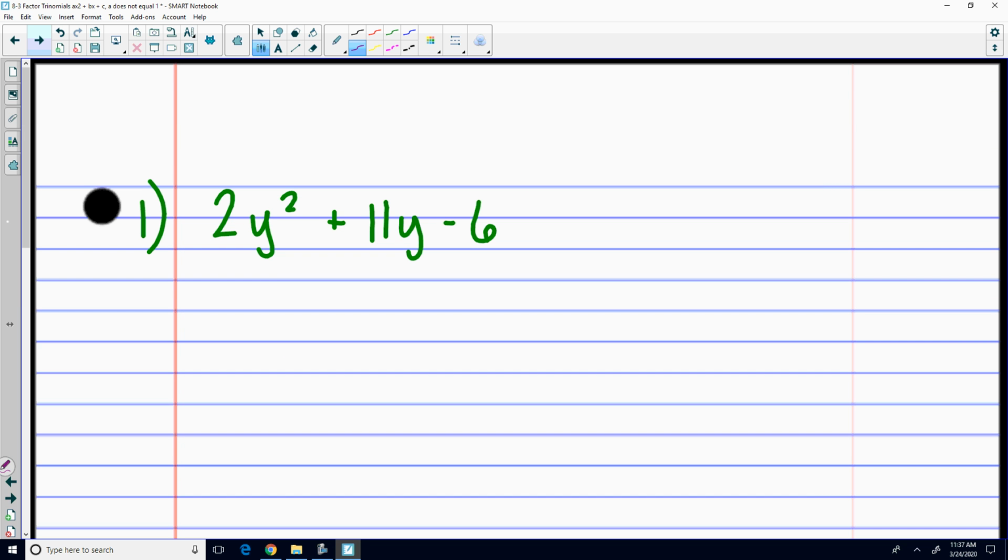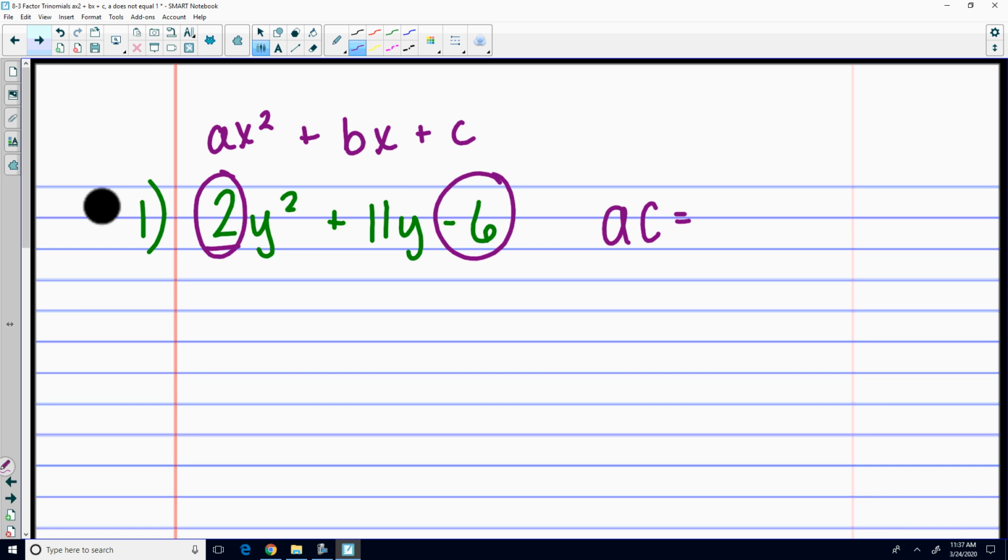So my first problem looks a lot like it did the other day. I've got an ax squared, a bx, and a c. And that's fine that I've got minus 6, even though it's plus c. Remember, it's plus negative 6. But I have something in my a position this time. I've got a 2, and I've got a negative 6. So I still need to multiply to a times c, and that's why I write them like this. 2 times negative 6 would be negative 12. And I still need to add to my b term, and it's positive 11.